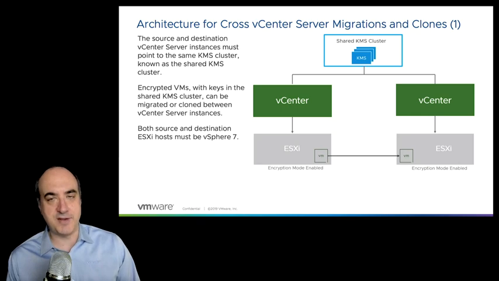The only way I'm ever able to move a VM from one vCenter to another is because both vCenter servers can have access to the same key. So you have to have a shared KMS cluster. That's the prerequisite. Encrypted VMs with keys in a shared KMS cluster can be migrated or cloned between vCenter instances. Both source and destination must be running vSphere 7, of course.